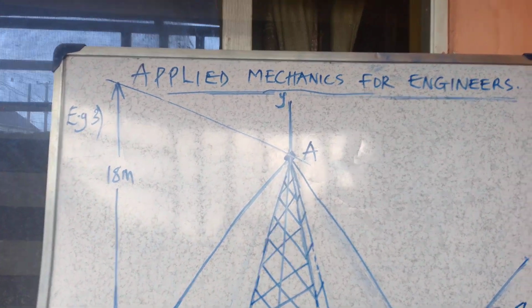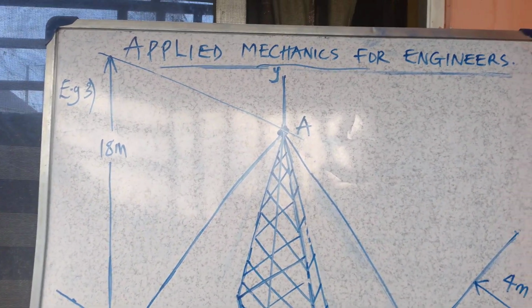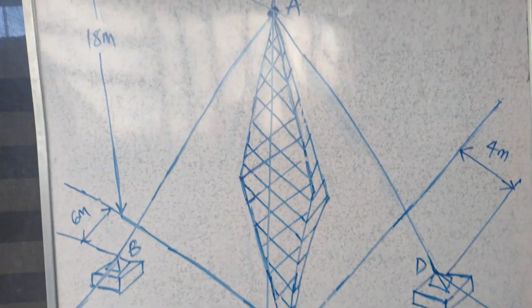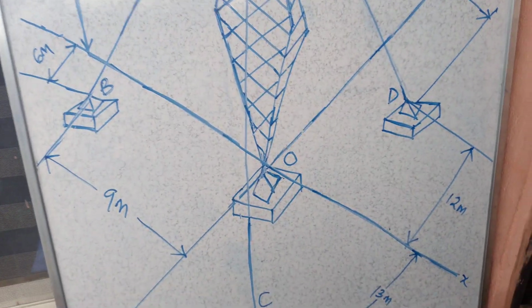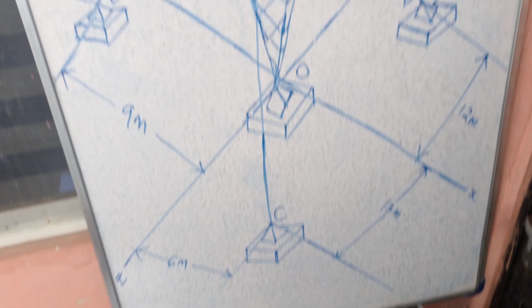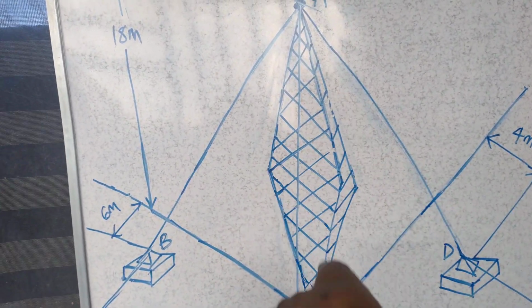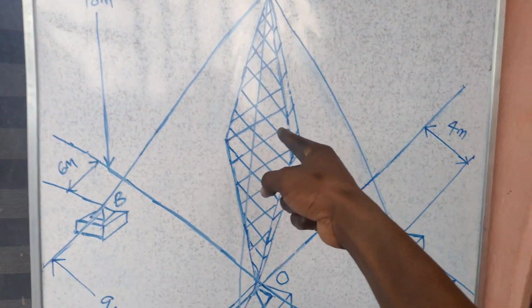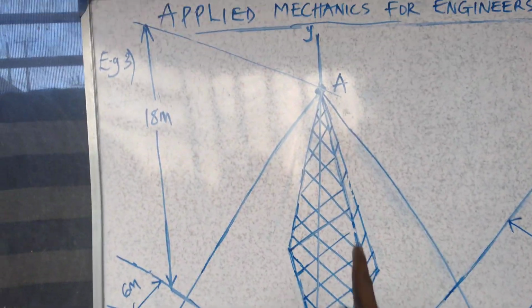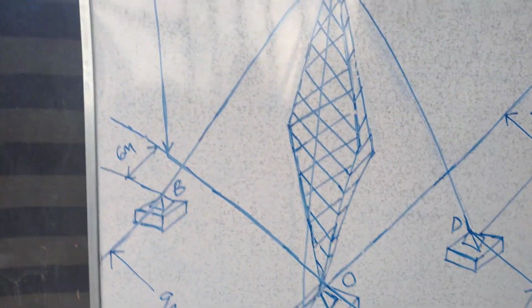We are still on applied mechanics for engineers, and we have another question. This is example 3. This is a tower guy wire. It's like an MTN mast, a tower guy wire. That is what it's called.